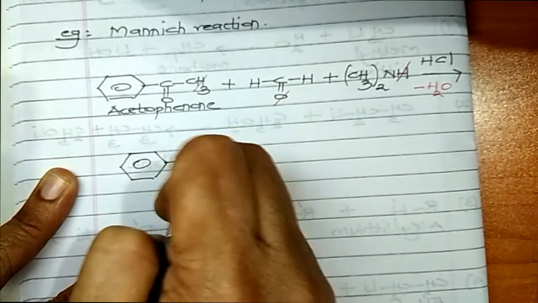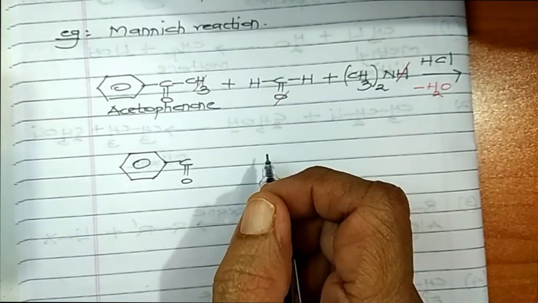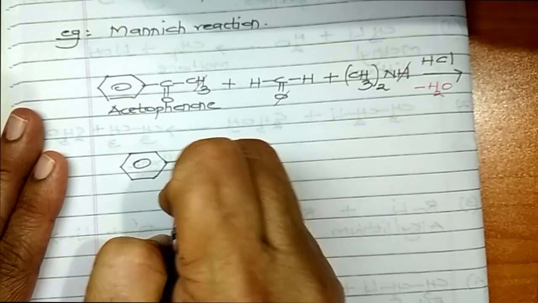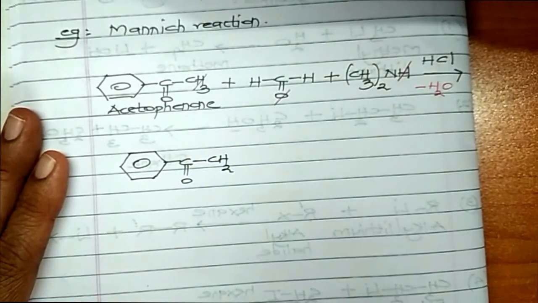C double bond O, they have not taken part in the reaction. I have not done any changes here. The changes are here. See, there was CH3. Now this becomes, you have removed one hydrogen atom. Obviously it becomes CH2.